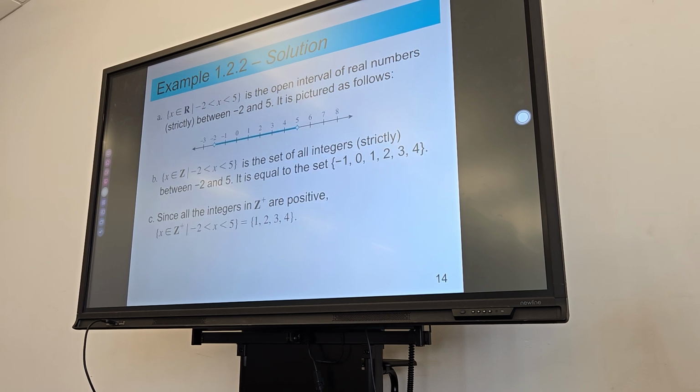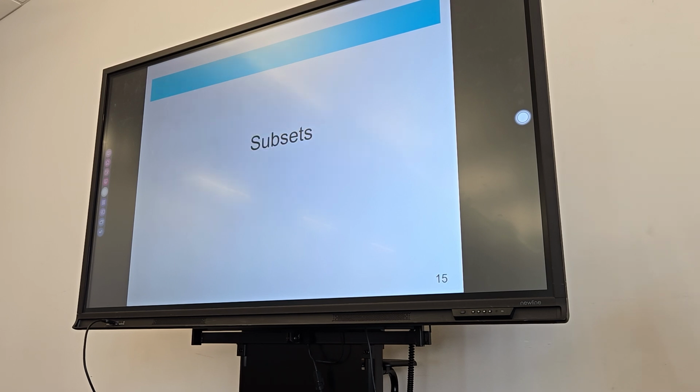Okay. And we went through this already. The number line with the hole on -2 and the hole on 5, and the line connecting the two is the result. And we went through B and C.